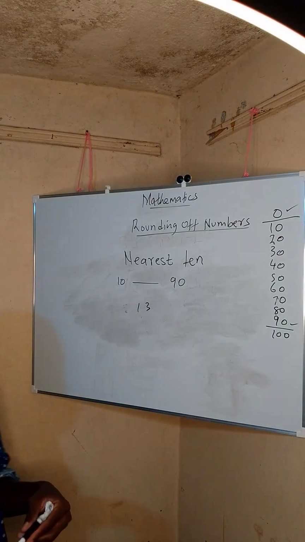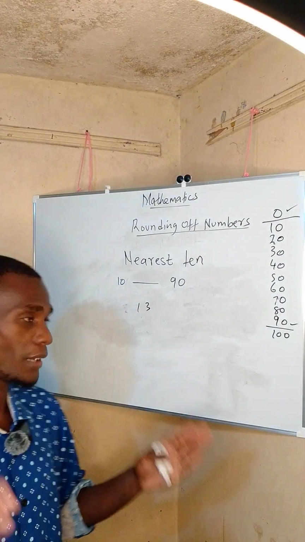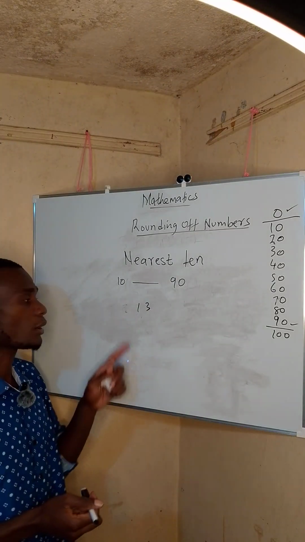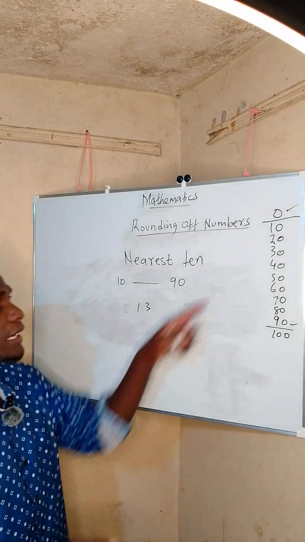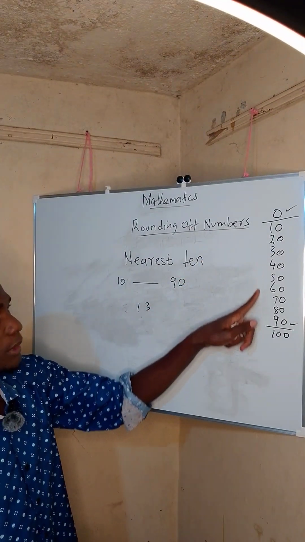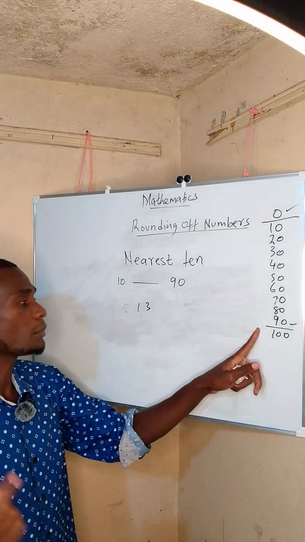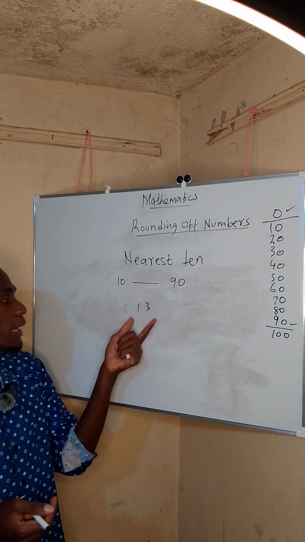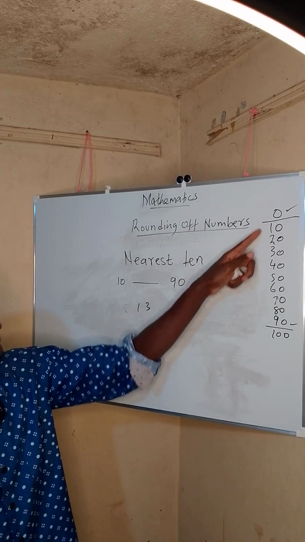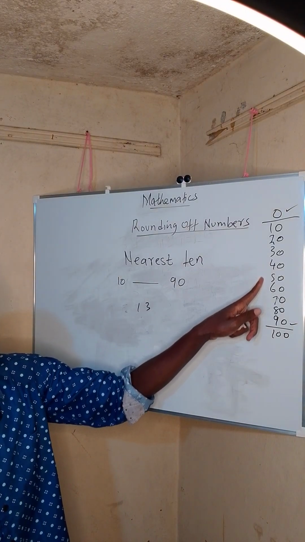Once you have the number, the first thing you ask yourself is, you are told to round off this number to the nearest tens, and tens are these. We listed them here. So if you are given a 2-digit number like this, your answer must be one of these.